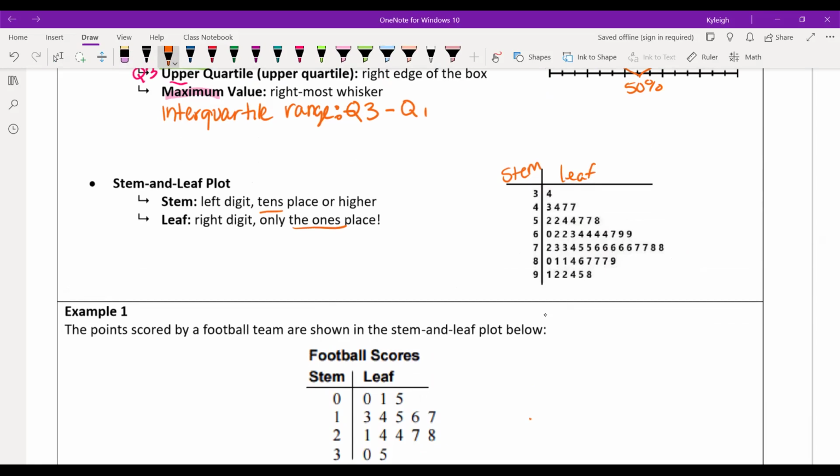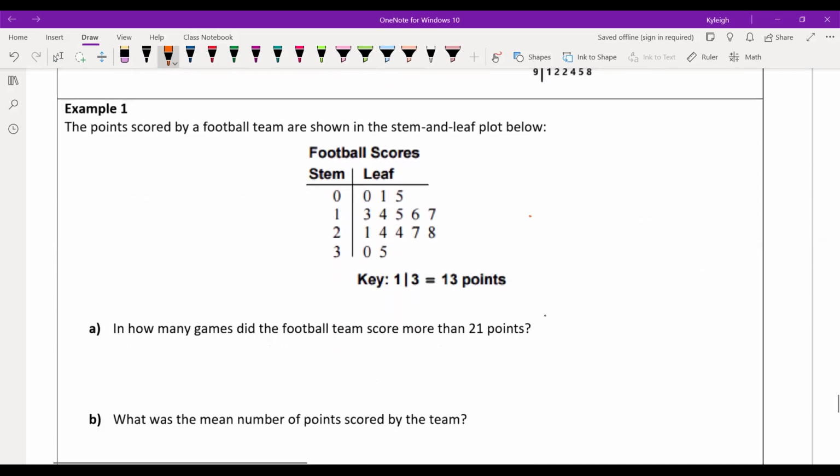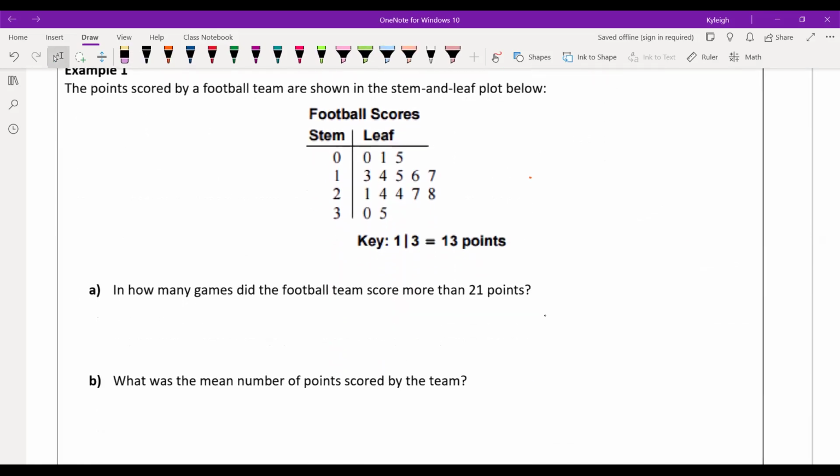Those aren't very exciting. So let's look at the first question. We just want to look at it, and here's your key. So the key says 1-3 means 13 points. So, in how many games did they score more than 21? So, 21 is going to be right here, because it's represented by a 2 and a 1. So, how many are more than 21? We don't really need that 3. So, you'll just count them up. So, 1, 2, 3, 4, 5, 6. So, 6 games are more than 21.